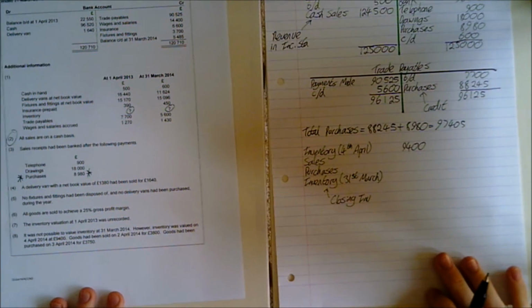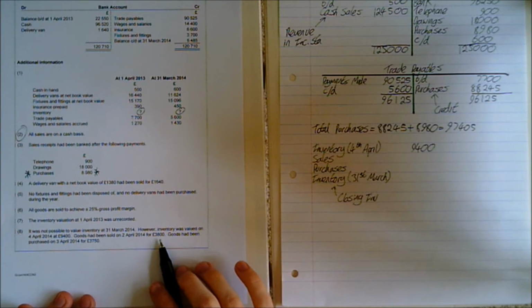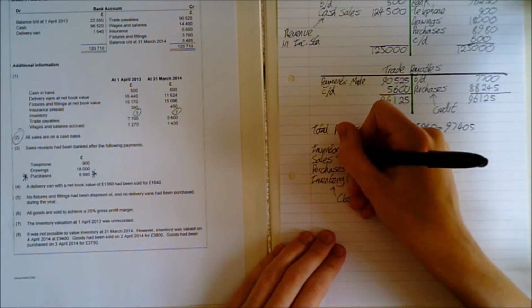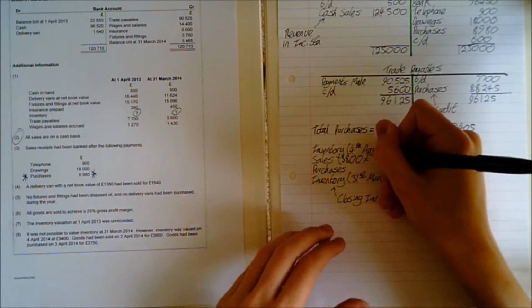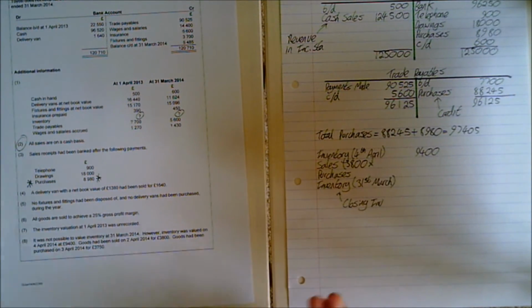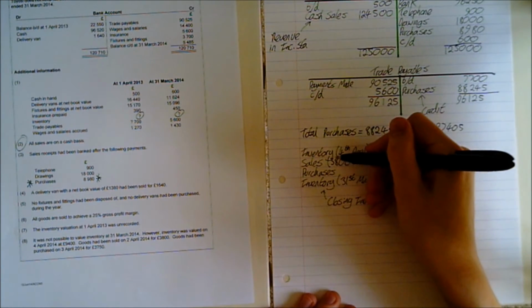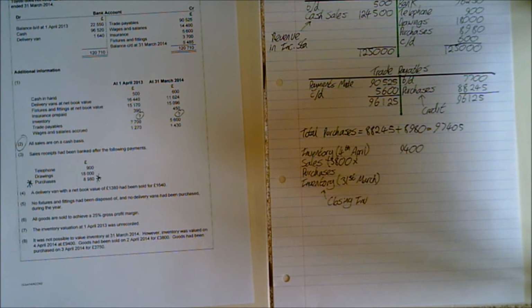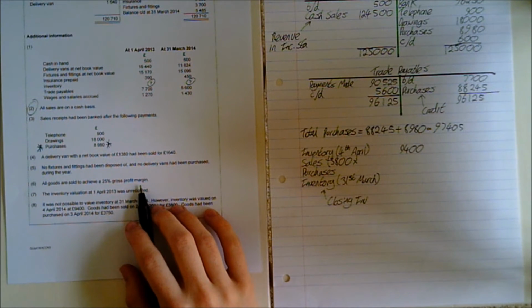Okay, so there's a little trick in this: the goods have been sold on the 2nd of April 2014 for 3,800. Well, what's 3,800 related to? We've sold it for that much. Therefore, that's our selling price, and inventory is not valued at selling price. It's valued at the cost it was for us to buy it at. And the markup, well, all goods are sold to achieve a 25% gross profit margin.